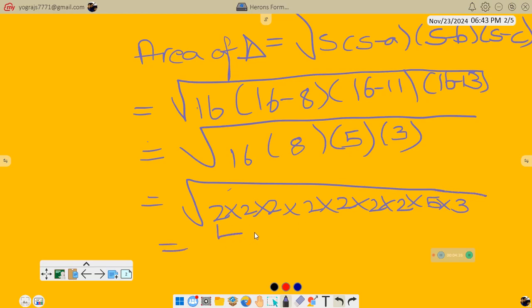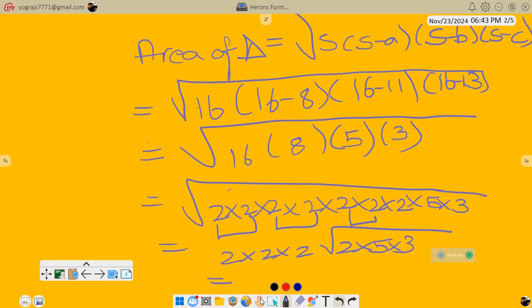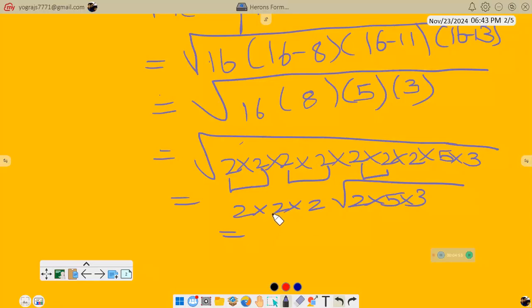With this we can form the pairs. These are the formed pairs. Now let's bring them outside: 2 into 2 into 2. Under root there will be 2 into 5 into 3. Now by multiplying these we get 8 under root 30. This is the answer we get. As the unit is centimeter, after finding the area the unit would be centimeter square.